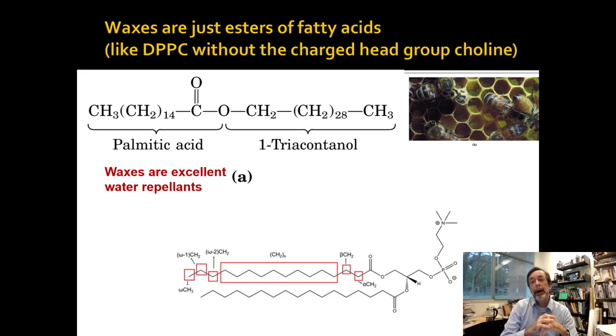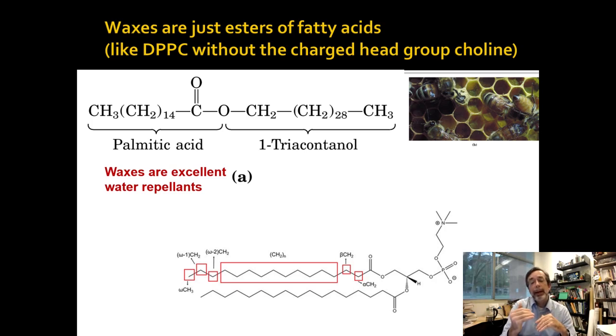If you look at honeycomb, it includes wax molecules where the bees' bodies have put together the fatty acid palmitic acid. They've esterified it with this other carbon chain that's even longer. And this just makes something that's really long and goes all the way away from water and repels water, in fact. So waxes are excellent water repellents. It's why you wax your car and the water beads up on it.